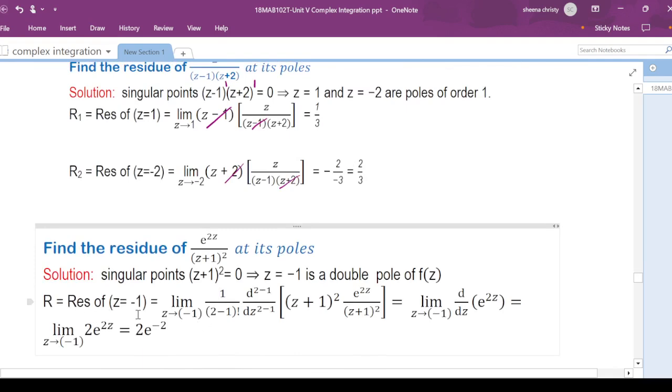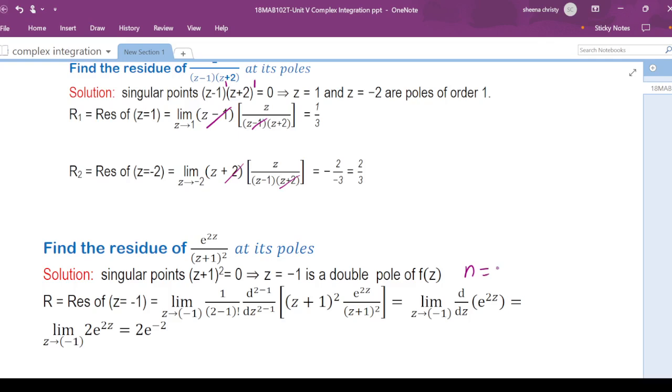here the residue of f of z at z equal to minus 1 is limit z tends to minus 1, 1 by (n minus 1) factorial, where n equals 2 here. So 1 by (2 minus 1) factorial, d power 2 minus 1 divided by dz power 2 minus 1 of (z plus 1) the whole square into e power 2z divided by (z plus 1) the whole square. That reduces to: (z plus 1) the whole square cancels off. You will get limit z tends to minus 1 of d by dz of e power 2z.